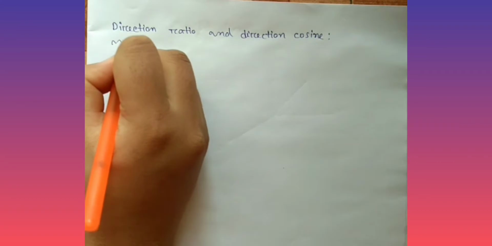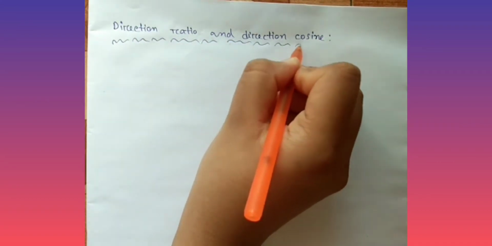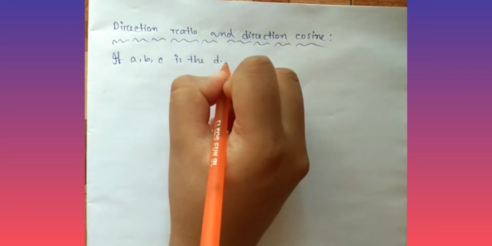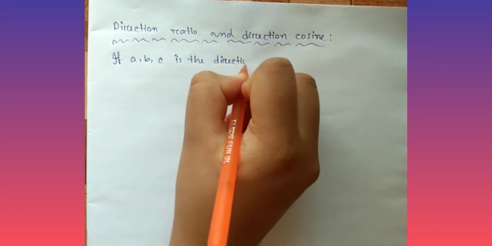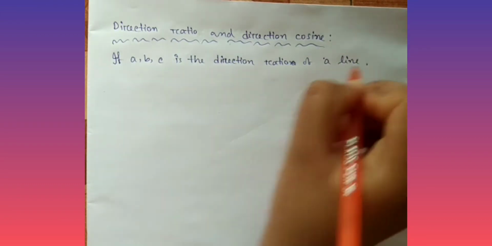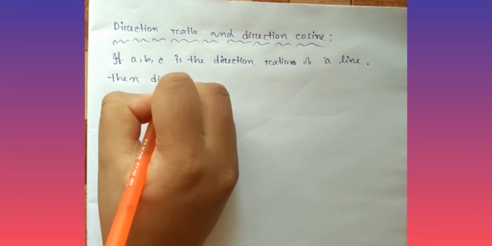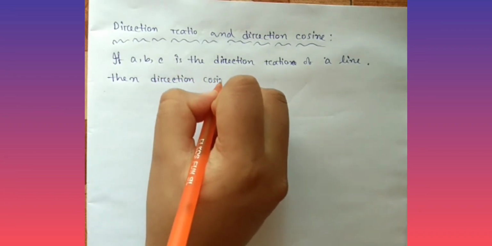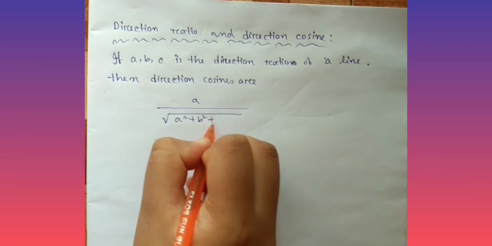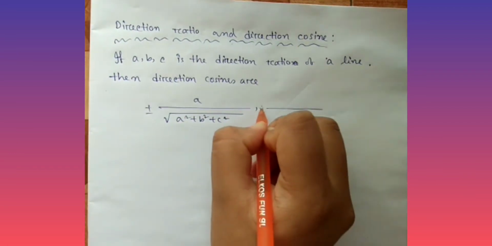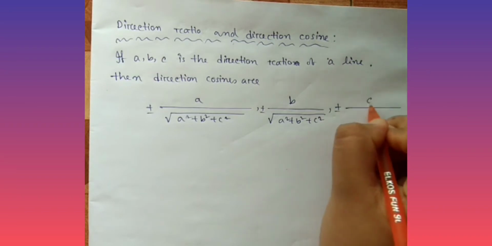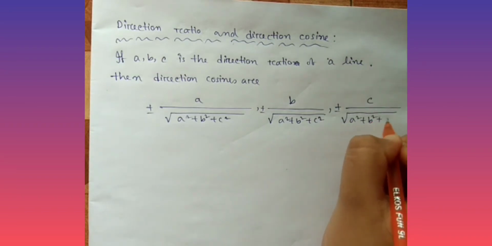Now we can find the relation between the direction cosines and direction ratios. If a, b, c are the direction ratios of a line, then the direction cosines of the line are plus minus a by root over a square plus b square plus c square, plus minus b by root over a square plus b square plus c square, and plus minus c by root over a square plus b square plus c square.